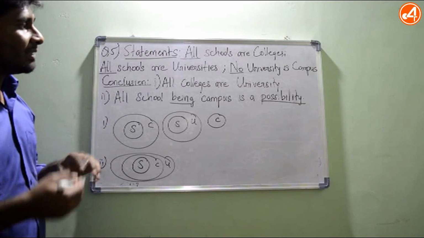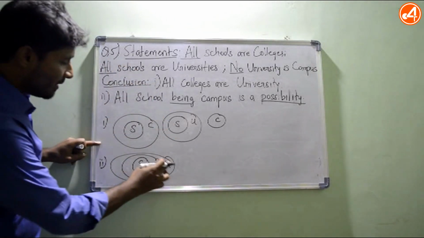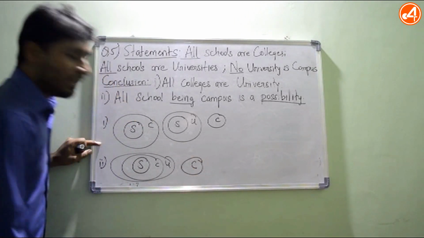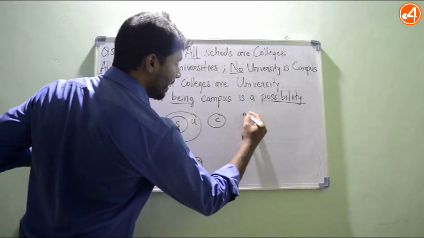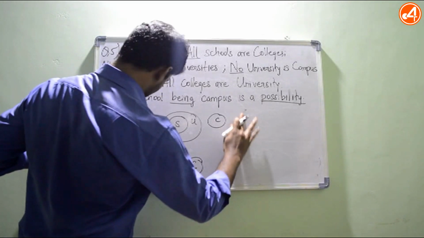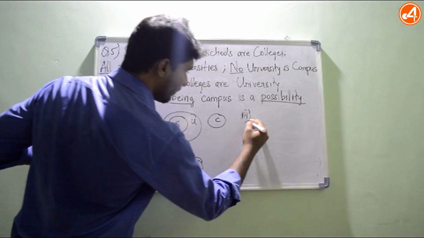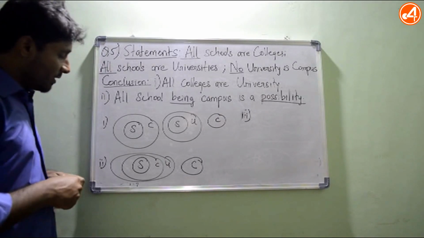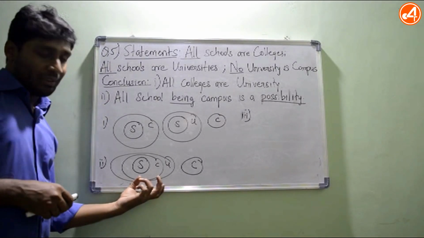And again, the last statement is no university is campus. So university is my big circle, the outermost circle, and campus can be separated. And again, how can I draw my third diagram? Third possible diagram. It should be a vice versa of this one.